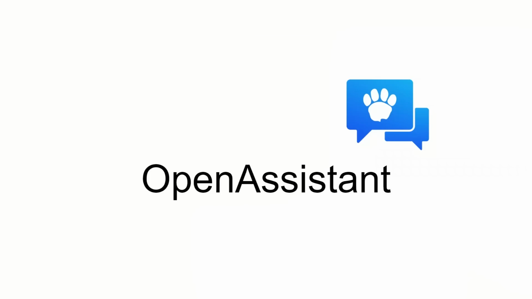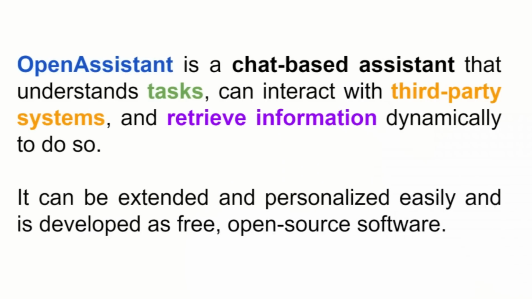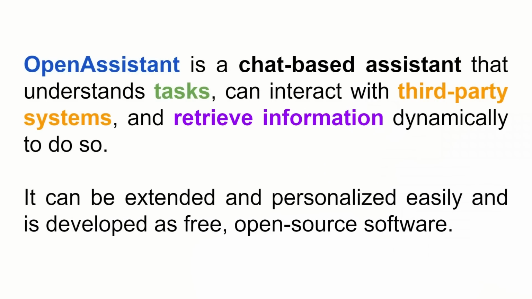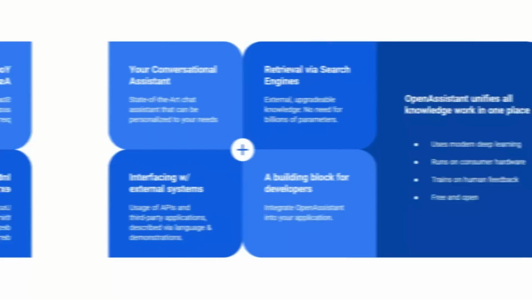The model weights, all the training data, as well as all the training code are going to be openly available to the public. Before experimenting with the model, let's see what they are trying to achieve here. It's going to be a chat-based system that can understand different tasks, has the ability to interact with third-party systems, and can retrieve information using search engines dynamically. So let's look at some of the features that they are trying to implement.